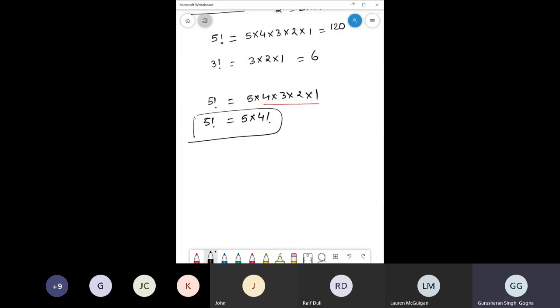In order to generalize this, n factorial can be written as n multiplied by (n minus 1) factorial, isn't it? So 5 factorial means 5 multiplied by 1 less than 5, which is 4 factorial. So similarly, n factorial can be written as n multiplied by (n minus 1) factorial. Okay. Now there is a use of factorial in probability, which we will study now. But before we do that, there are questions. So one question, it was given in your exam paper. Let me take it out.